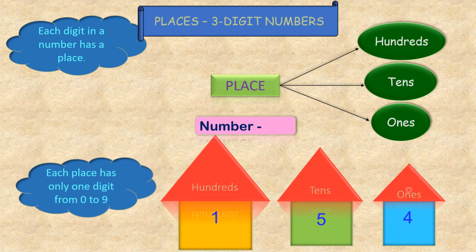Each place has only one digit from 0 to 9. Any house cannot carry more than 9. It can have any number between 0 to 9.